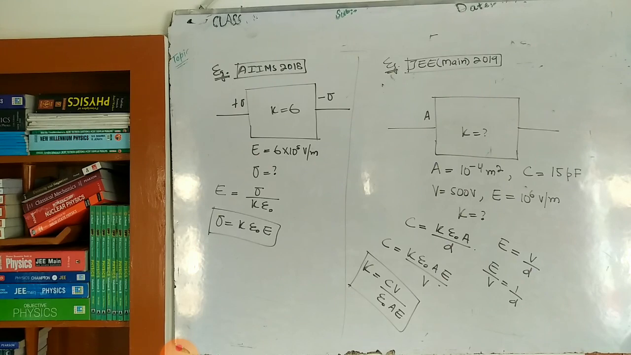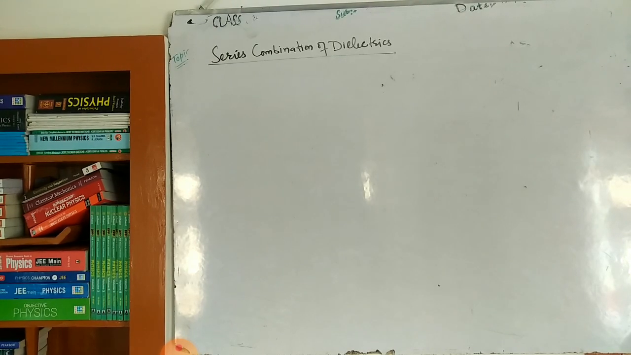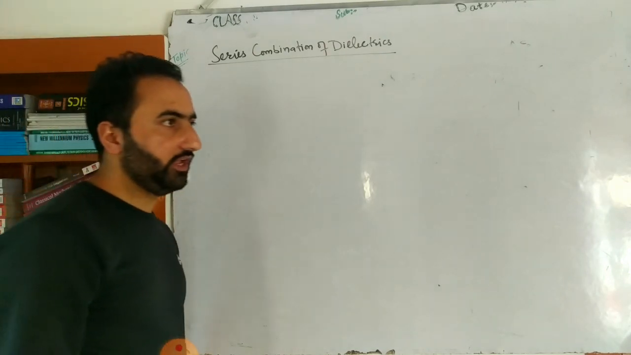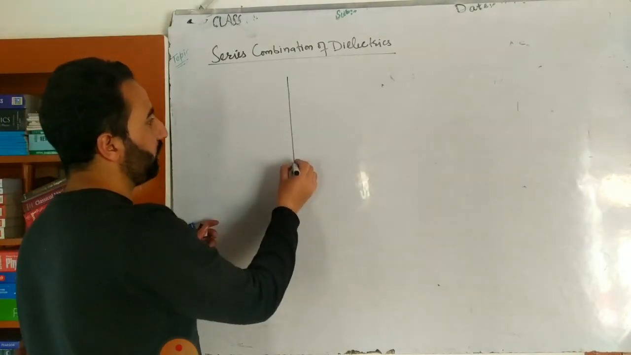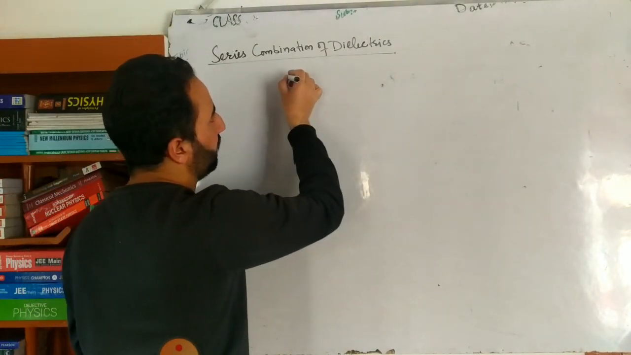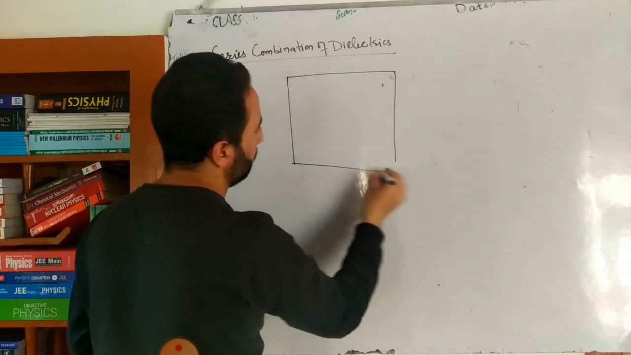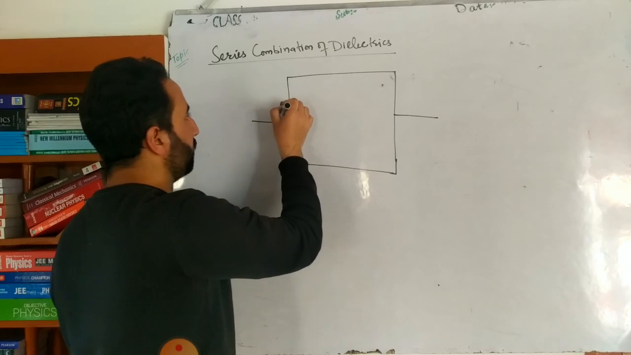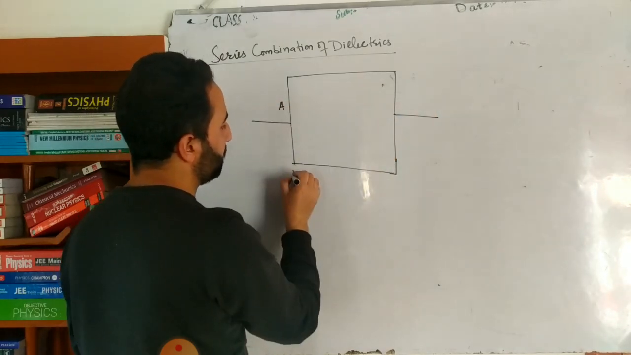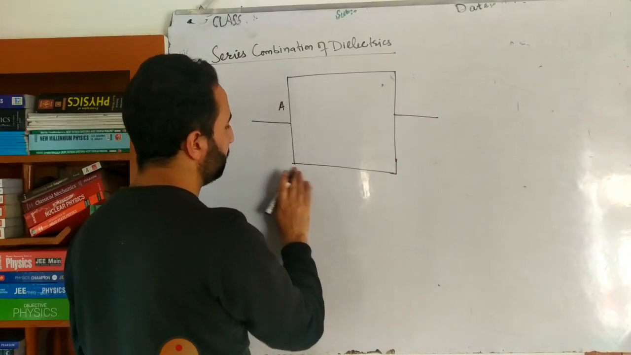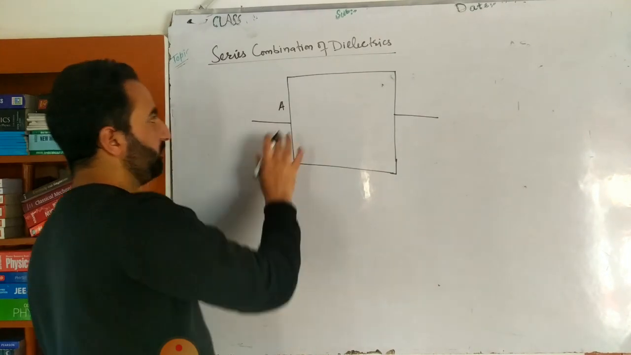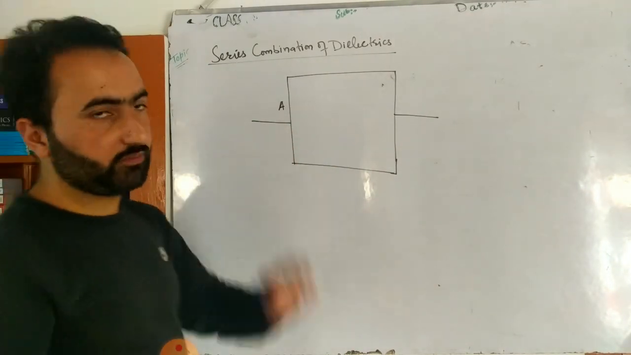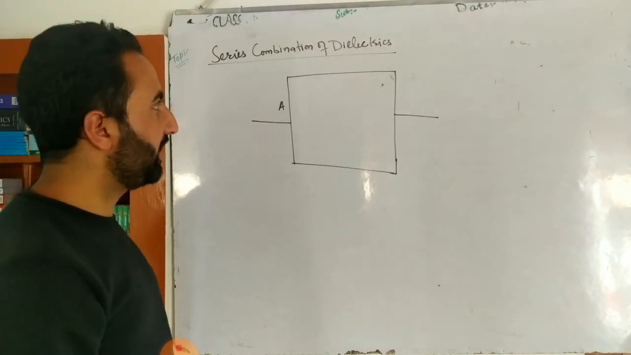Look, now the series combination of dielectrics. For example, here we have one plate and another plate, like this. These are two different plates. The area is given, that's equal to A, and the separation between them is, suppose, D. Now here is one plate and another plate, and they are separated by a dielectric.